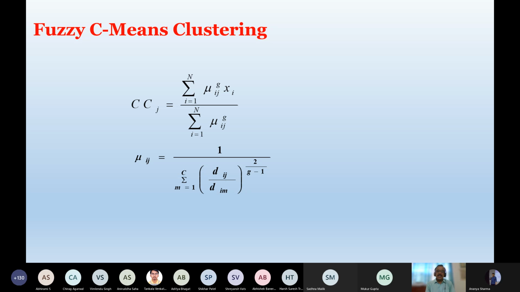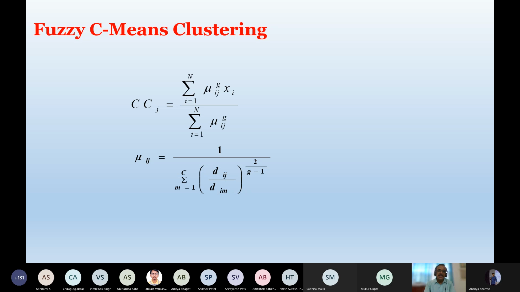Now those set of equations, if you solve, then you'll be getting the expression for the cluster center, that is the jth cluster center, that is nothing but summation i equals 1 to n mu ij raised to the power g multiplied by xi divided by summation i equals 1 to n mu ij raised to the power g. So this is nothing but the expression for the jth cluster center.